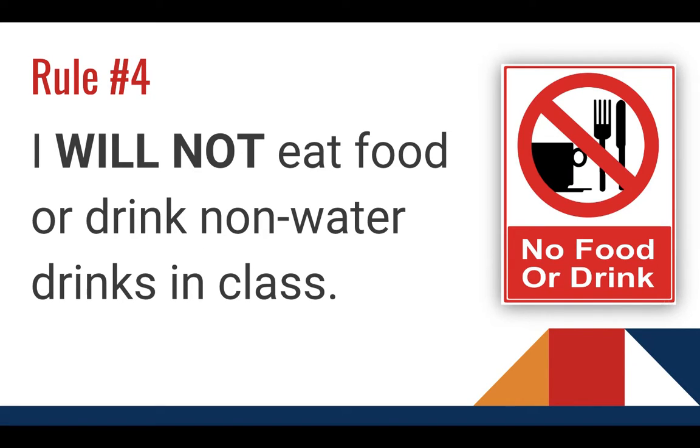Rule number 4. This is a school rule that fits in my classroom as well. I will not eat food or drink non-water drinks in class. We ask that you don't do that because that's how you get bugs. Additionally, non-water drinks can be spilled very easily, causing problems for all the electronic devices we have. And if you have water in class, it must have a closable lid. So that means either a reusable water bottle, hopefully of your own, or a screw cap water bottle.